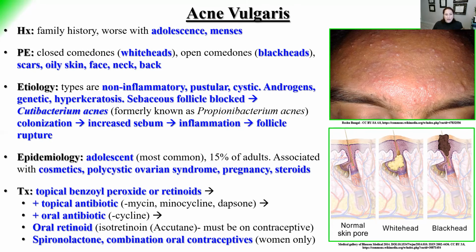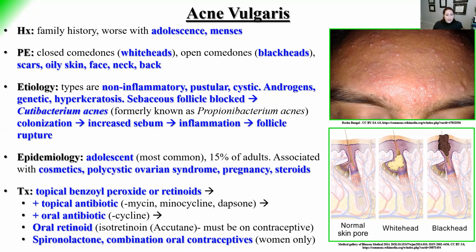This is the most common in adolescents, teenagers. 15% of adults have this. It's associated with certain types of cosmetics, so if they're caking foundation on their skin. Also associated with polycystic ovarian syndrome, pregnancy, and steroid use.